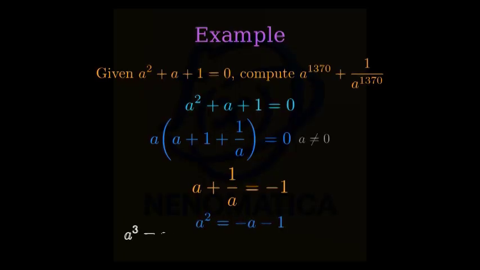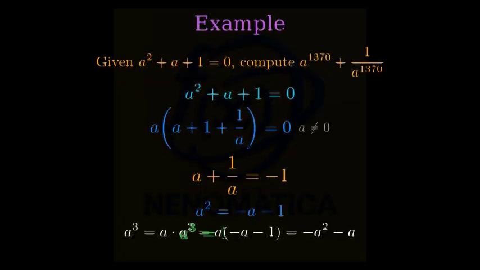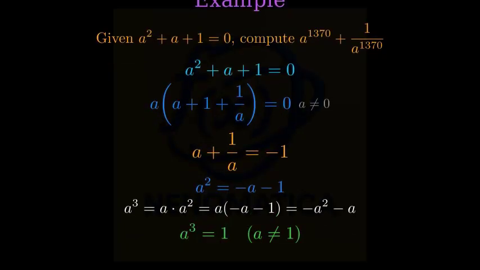Step 2. From the quadratic, a squared equals negative a minus 1. Multiply both sides by a to get a cubed equals negative a squared minus a. Substituting again gives a cubed equals 1. Note that a is not equal to 1 because it does not satisfy the original quadratic.